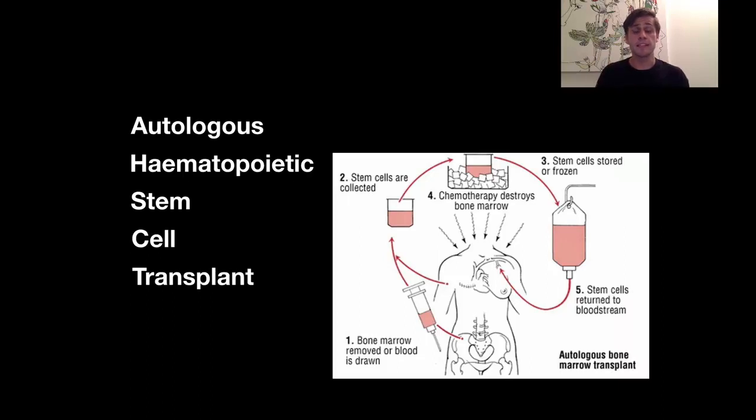Then the T, well, the T is the transplant. And as we've already talked about, that involves the fact that these cells are taken out of an individual, chemotherapy is used to destroy the existing cells, and then those cells that are taken out are transplanted back in.